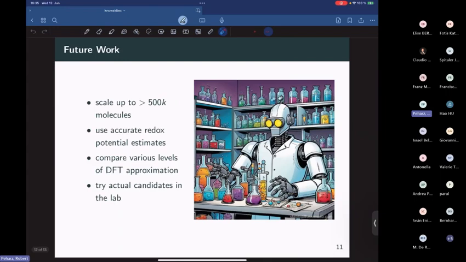In future work, we want to scale this up to our full library and use actually accurate redox potential estimates using the more accurate versions of DFT. It will also be interesting to compare these different levels of approximation of DFT. And at some point, when we really find good candidates, we want to try them in the lab, which will be done by our colleagues. This ongoing work started a little bit more than half a year ago.